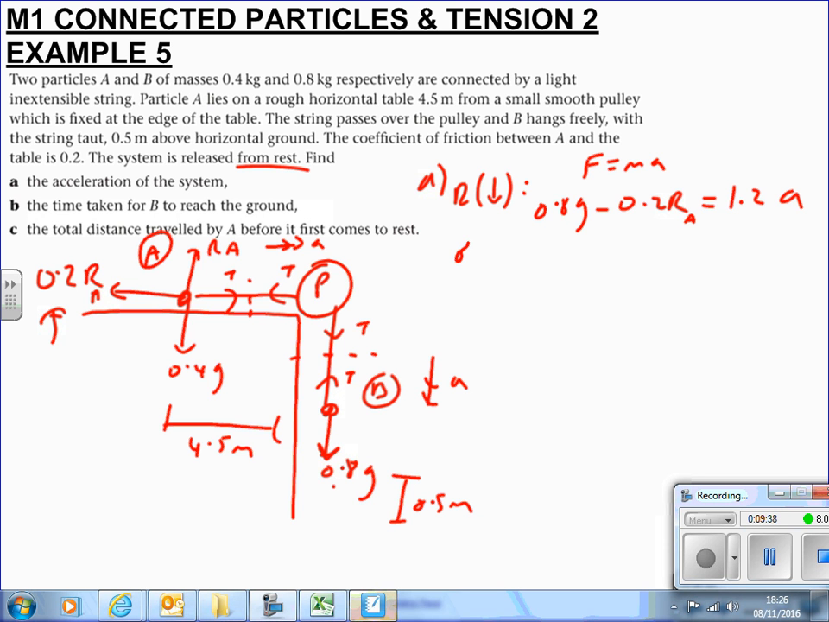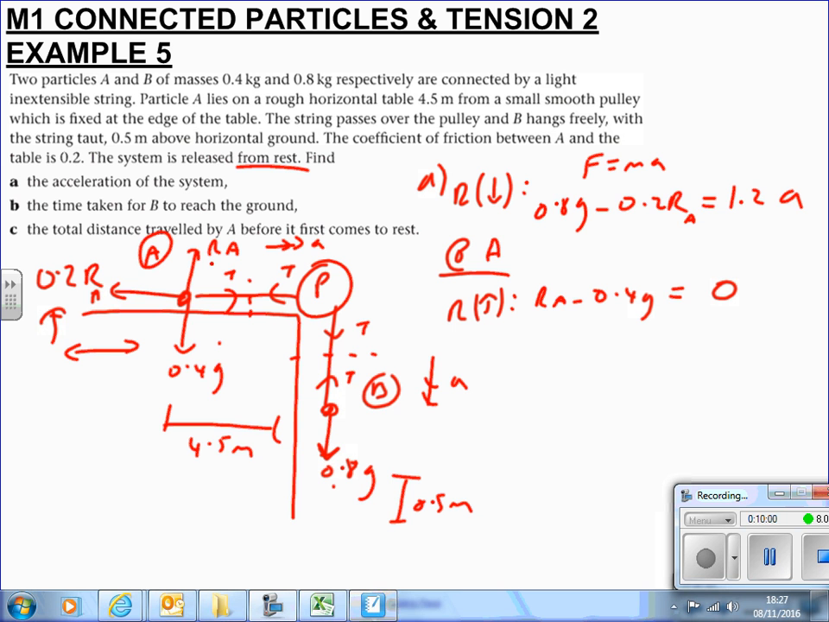So the only way to do that is to resolve at A. So the force going up here, because remember this RA and this weight here has no impact whatsoever on lateral movement, i.e. side to side movement. So we've got force going up is RA, force going down is 0.4 g, and it's in equilibrium, isn't it?